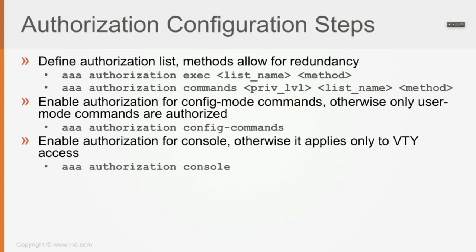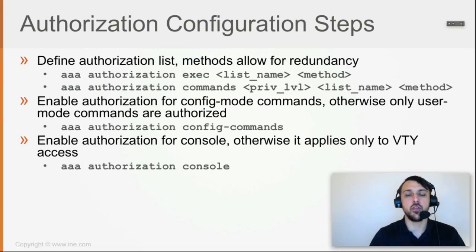Now, even if you configure the authorization lists of exec and commands, by default those will not be enforced for configure mode commands. So if you say aaa authorization commands for level 15 and you define the list name of whatever and then via TACACS+, then the router at that point is going to enforce authorization of all privilege level 15 commands, but only if those commands are typed in from exec mode, not from config mode.